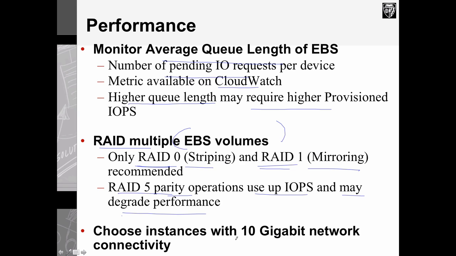The other option you have is to use 10 gigabit network EC2 instances. You can also choose instances that have 10 gigabit network connectivity so that your EBS performance is also improved.